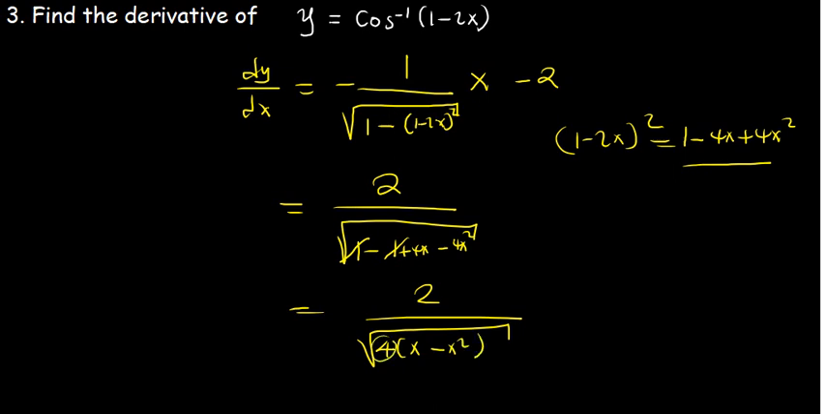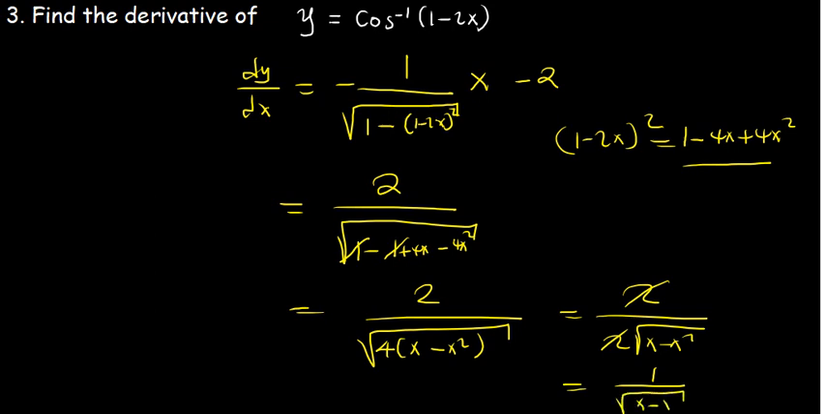Now the root of 4 is a 2, so that is going to give us 2 divided by 2 and then the square root of x minus x squared, and this 2 and that 2 cancel, so that will just give us 1 divided by the root of x minus x squared.